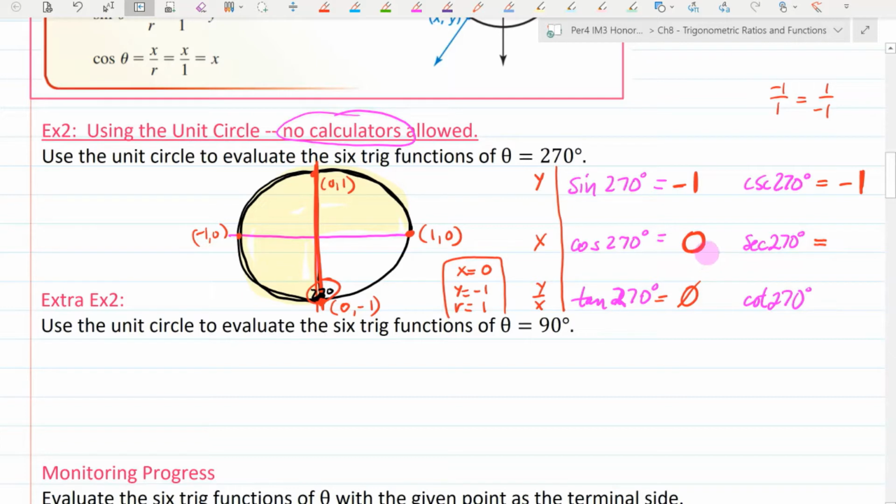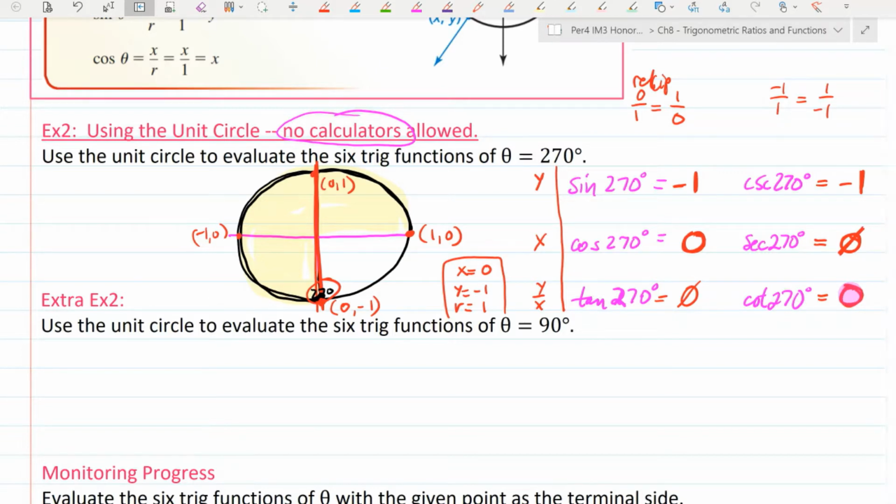Now, normally we say that 0 doesn't really have a reciprocal, but let's just say that this is x, it's 0 over 1 for cosine, then the reciprocal is 1 over 0. Okay, the reciprocal, and that's undefined. So anytime you have 0, and they ask you for the reciprocal trig function, you're going to put undefined. Same thing with undefined, the reciprocal trig function, we're going to use 0.